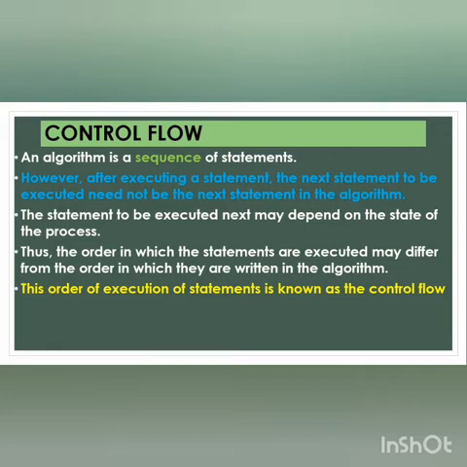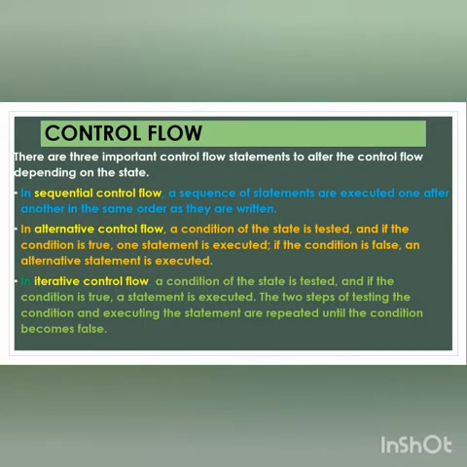Some statements will be executed one by one, that is in a sequential order. Some statements in a program need not be executed in a sequential order. Some segments in a program are executed based on the condition of a program. In such situations, the flow of control jumps from one part of the program to another, that is called control flow. We have three different types of control flow. They are sequential control flow, alternative control flow, and iterative control flow.